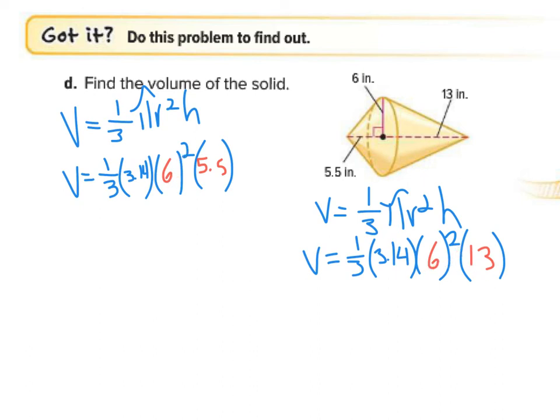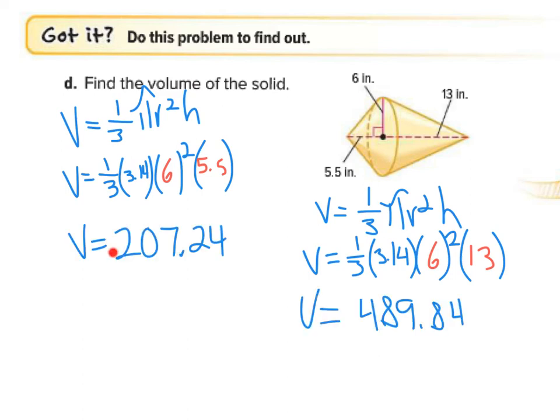6 times 6 is 36, so I don't think I have to write that line down for you, since you already know that. 6 times 6 is 36, and then that 36 needs to be multiplied with all these other factors, and here as well. The only difference is it's not being multiplied by 5.5 here, it's to be multiplied by 13. Okay, so my next line looks like this. The smaller cone, the volume is 207.24 inches cubed. And the larger cone, the volume is 489.84 inches cubed.